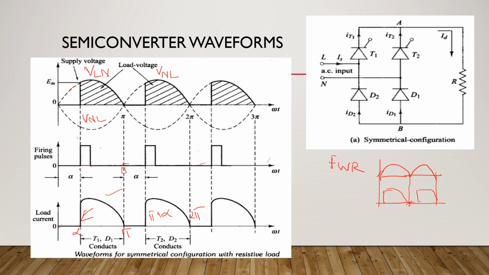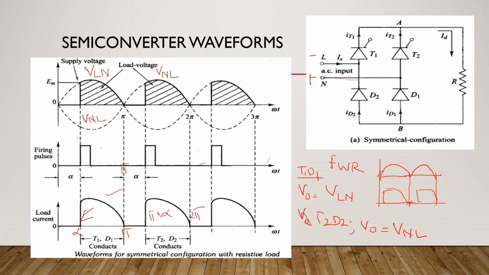So during the positive half cycle, when T1 and D1 are conducting, keep this in mind: when the T1 D1 combination conducts, the output voltage or the load voltage is going to be equal to the voltage VLN. When T2 D2 conducts, your output voltage is going to be equal to VNL. Now, this is during the negative half cycle I'm speaking about.